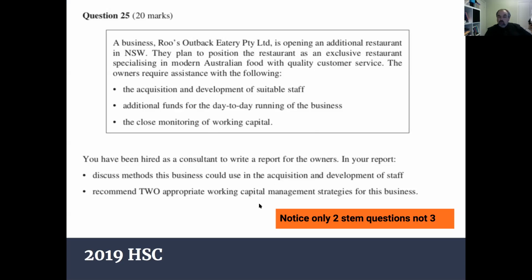And then 2 appropriate working capital strategies, and looking at those from the syllabus. We've got the leasing and the sale and lease back, and then how we would put that into there. All right, let's move on. So that's the 2019 question. All right.